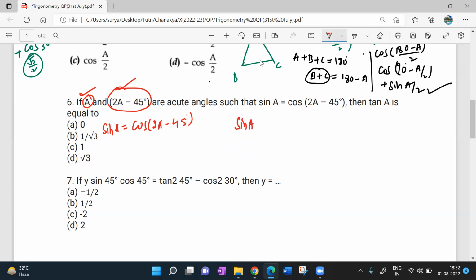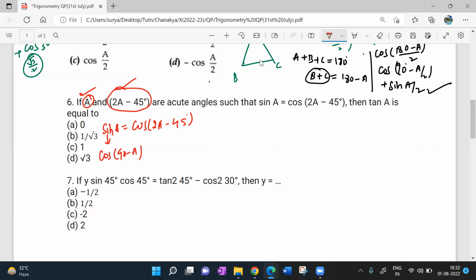Sir, let's take sin A as cos of 90 minus A. Exactly. Cos of 90 minus A is equal to cos of 2A minus 45. Very good. Since A and 2A minus 45 are acute angles given, that is a very good idea actually. Sin A can be written as cos of 90 minus A, you can write like that.